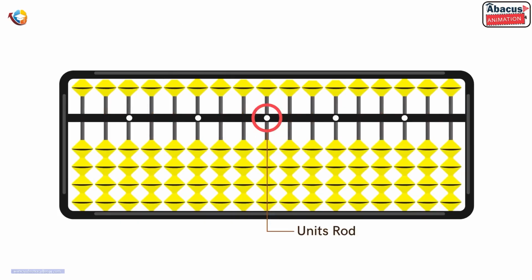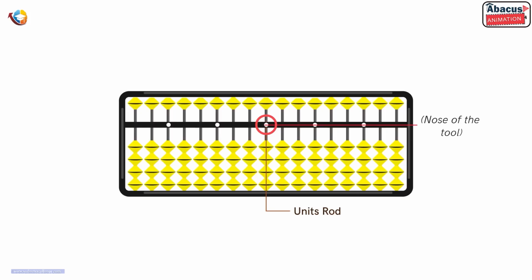And this point, which is exactly in the middle of the tool, is the nose of the tool. It is better known as the center point, which also represents the units rod. So, now you know how to identify the units rod.